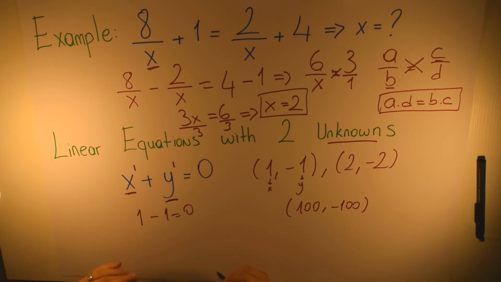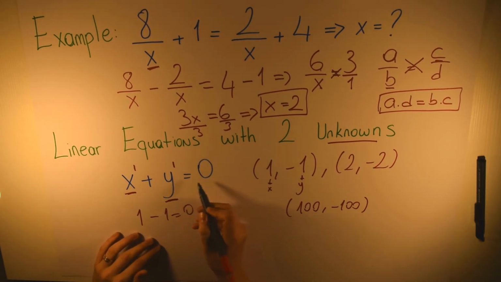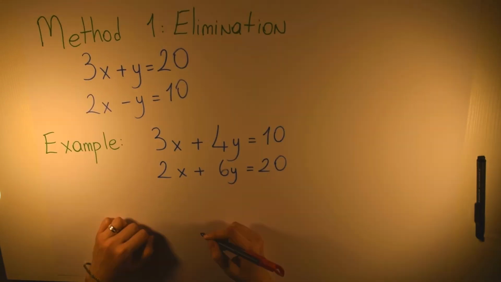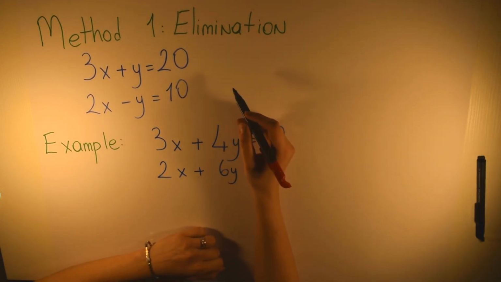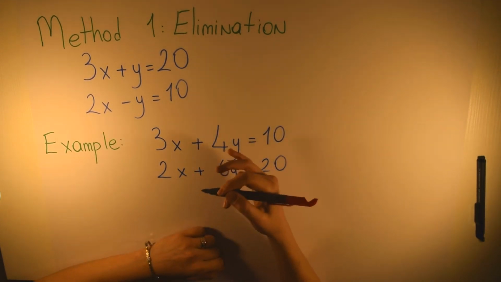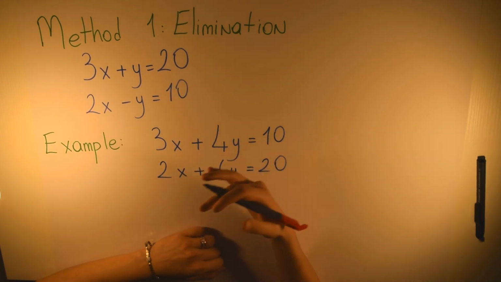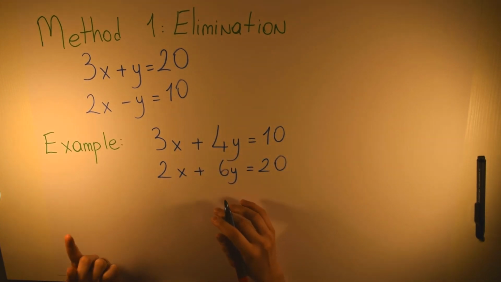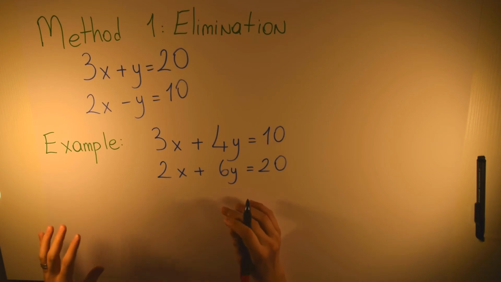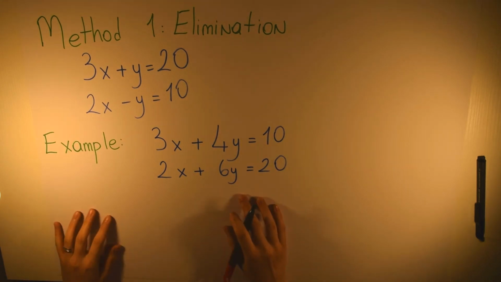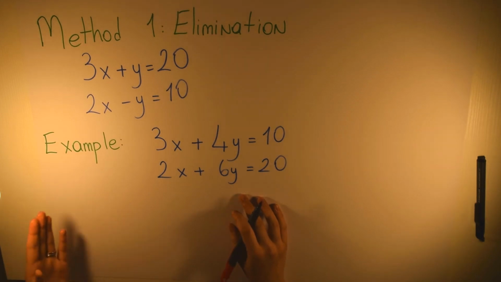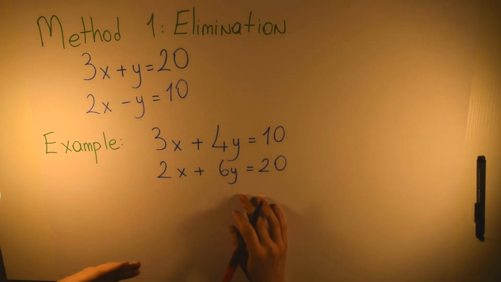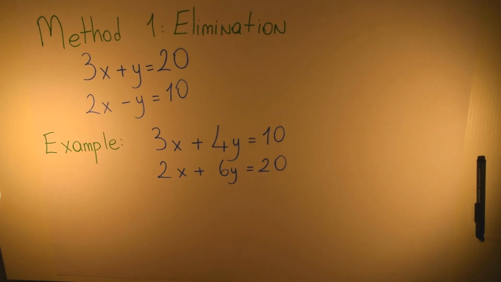So let's see the methods to find these x's and y's. Our first method is elimination. So we will try to eliminate one of the two unknowns. Then we will get an equation with one unknown, and after that we will be able to solve our question. So how can we do that? We can add them together, we can multiply them together, or we can divide them.